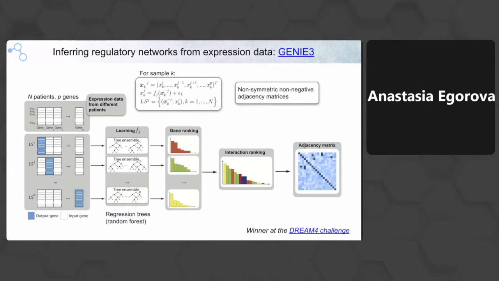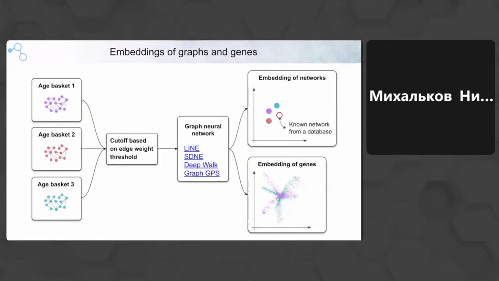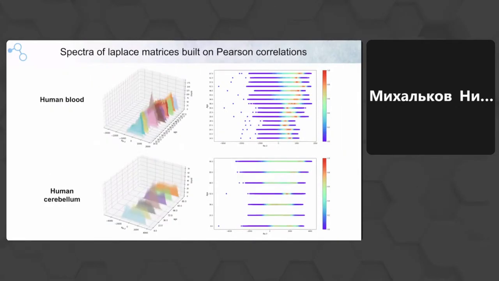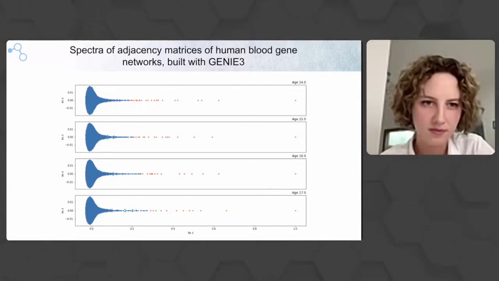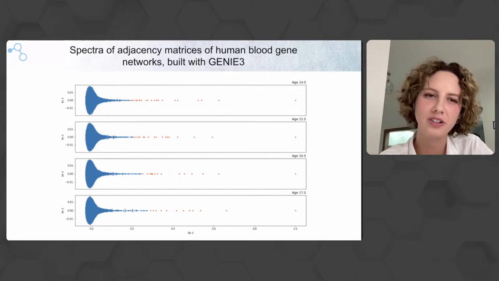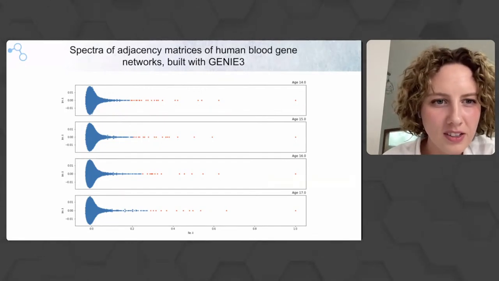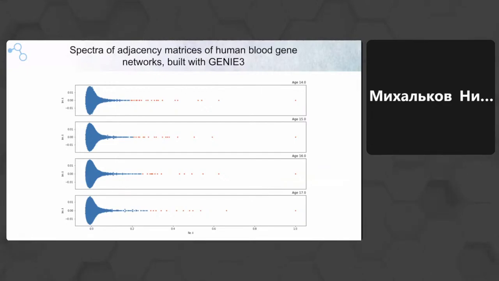We'll hear from Alexander later. Maybe. Maybe not. So Mihalkov Nikita is raising his hand. Nikita. Thank you, Anastasiia. In the picture of the spectra of adjacency matrices, the imaginary part of eigenvalues decreases and even vanishes with the increasing of its absolute value. This picture, how can I explain it? Could you please repeat? What should I explain? The imaginary part of the eigenvalues decreases and even vanishes with the increasing absolute value of eigenvalues. So what's the reason for it?